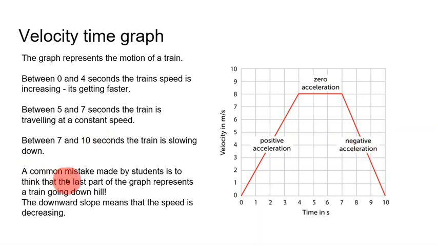A common mistake made by students is to think that the last part of the graph represents a train going downhill. That's not the case. The downward slope means that the speed is decreasing. So that's what that means.